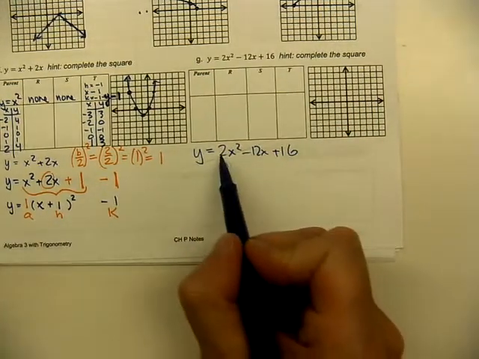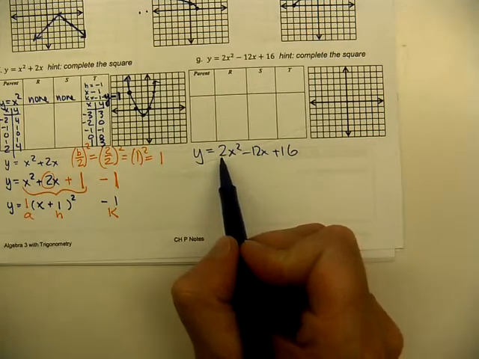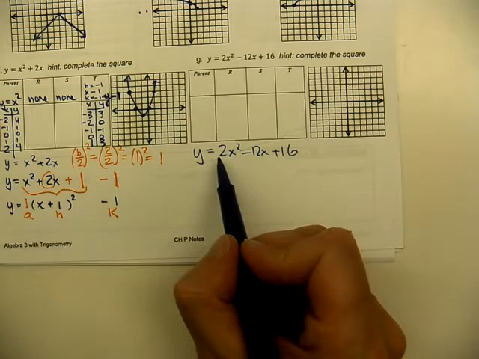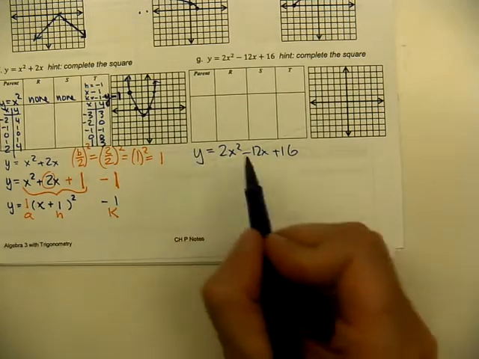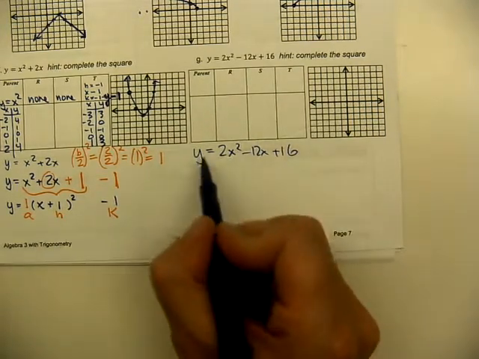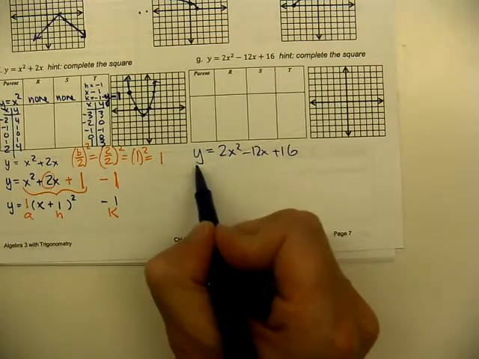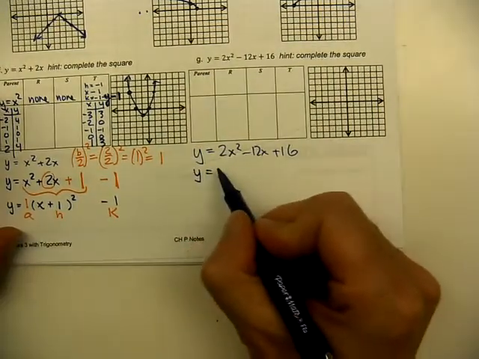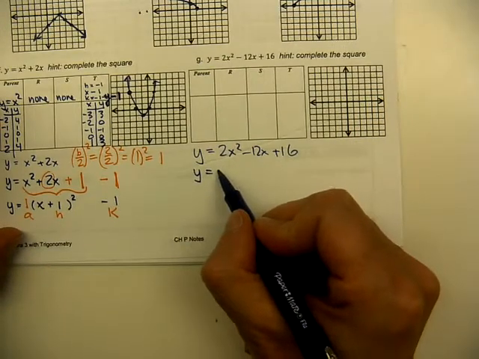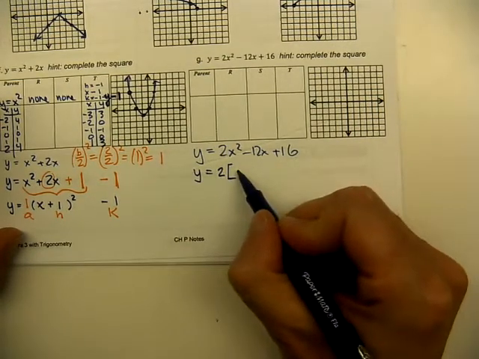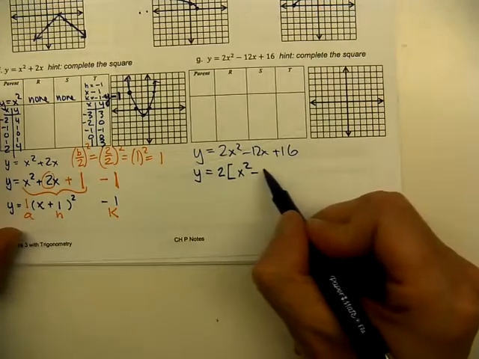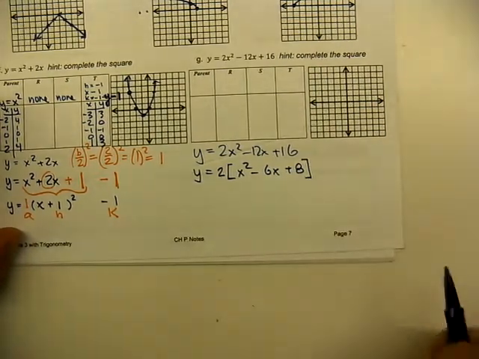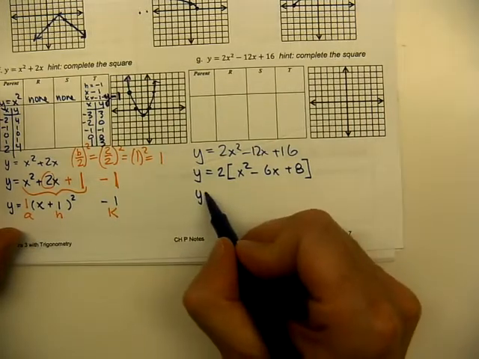Step number 1, the leading coefficient has to be 1. Again, a couple weeks ago, we would change that by dividing away the 2. We'd divide the left side, we'd divide everything on the right side by 2. But I don't want to divide the left side by 2. I want to keep y by itself. So instead of dividing by 2, what we're doing is we're just removing a common factor of 2. So factor the 2 out. So you have your trinomial inside the brackets like so.